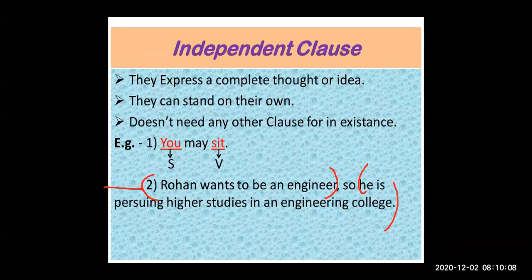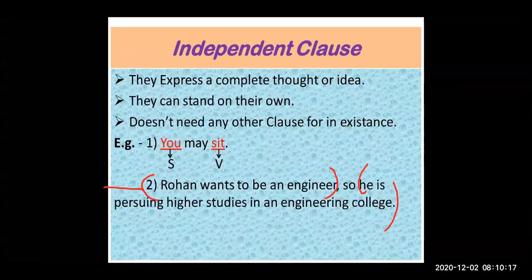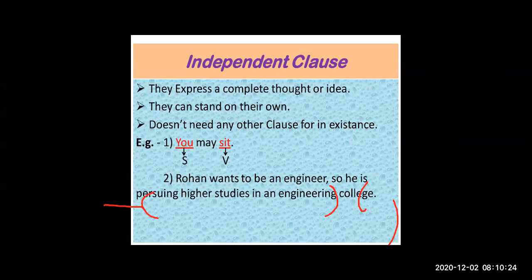See what examples and what definition we have seen. Independent clauses express a complete thought or idea. They can stand on their own and they don't need any other clause for their existence. You may sit has the subject plus verb combination, and this clause is complete. It is independent.